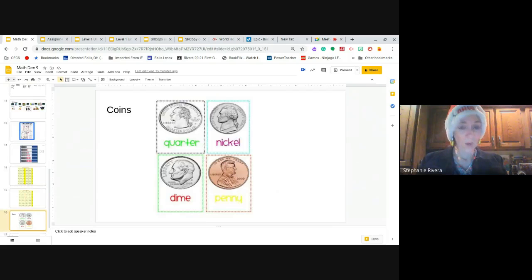Okay, in our game today, we're going to use coins. And I realized last week when we were working in groups that we don't know our coins as well as I thought we did. Can you tell me what a penny is worth? You got it. A penny is worth 1 cent. Show me one finger right now. A nickel is worth 5 cents. Show me 5 fingers right now.